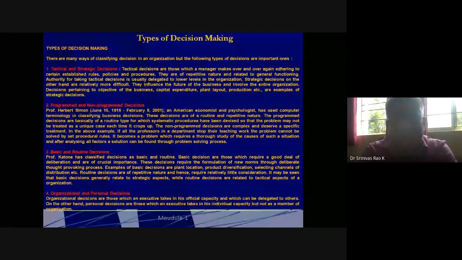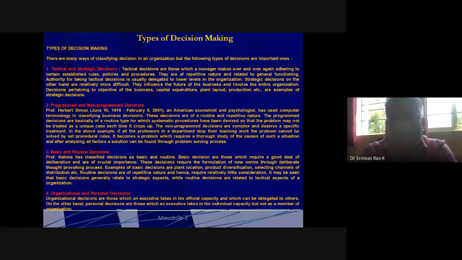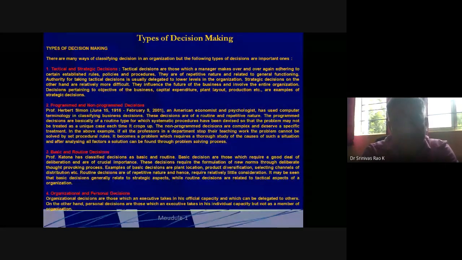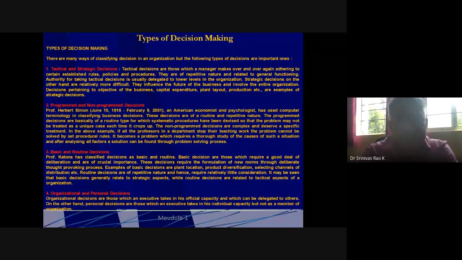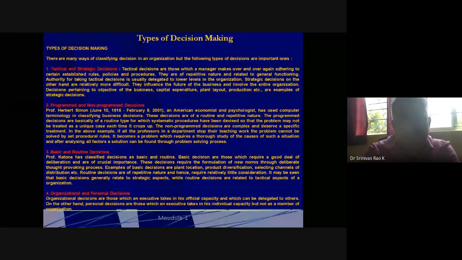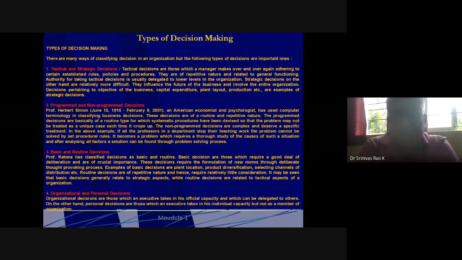Tactical decisions are those which a manager makes over and over again, adhering to certain established rules, policies, and procedures. They are all of a repetitive nature and related to general functioning. Authority for taking tactical decisions is usually delegated to lower levels in the organization. We already discussed that anything tactical is at a lower level and for a short period of time. So strategic is a long period and at the higher level.